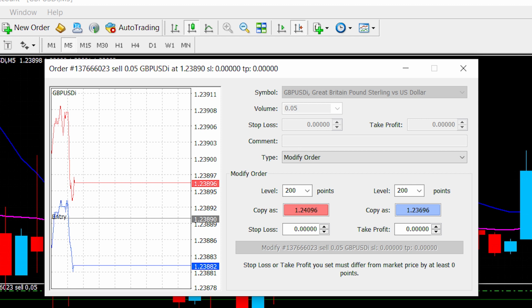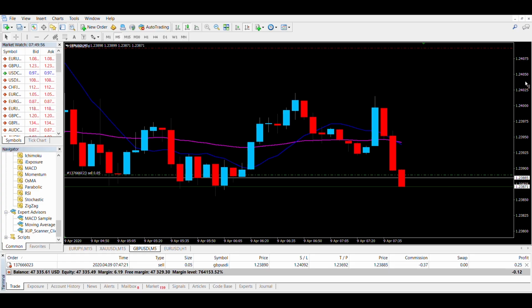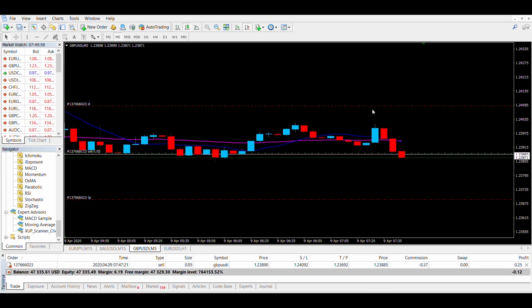You see where it says level, 200 points. If you are converting this over to pips, you just need to add a 0. So say we are going to do a 1-to-1. Say your stop loss is going to be 20 pips, so that'll be 200 points, and your take profit is 20 pips, right? So you click modify, and then voila, your stop loss is right here.